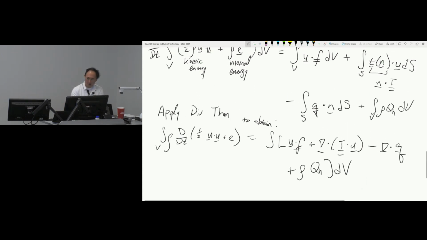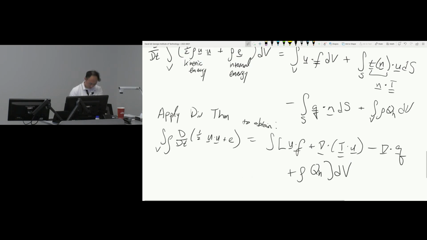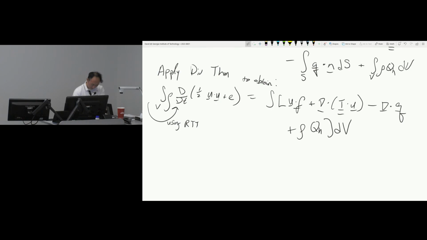Question? Did you use something to get the material derivative inside the integral? That's not part of the divergence theorem. Is that the transport theorem, on the left side? Yeah. All right. Using LTT.